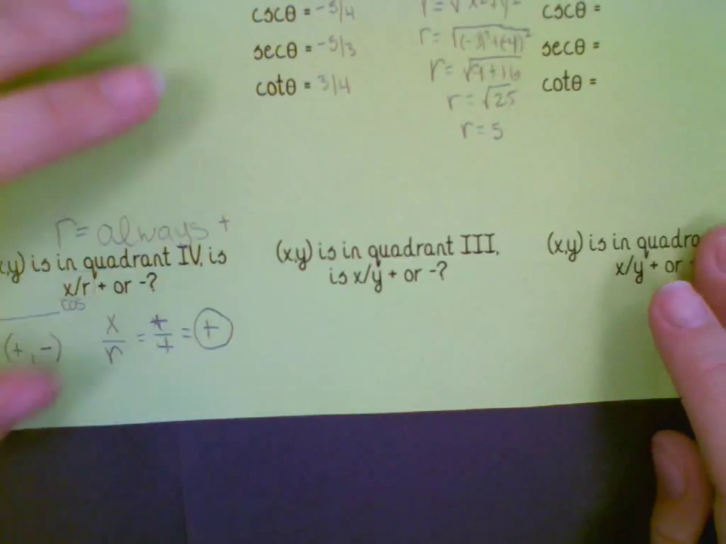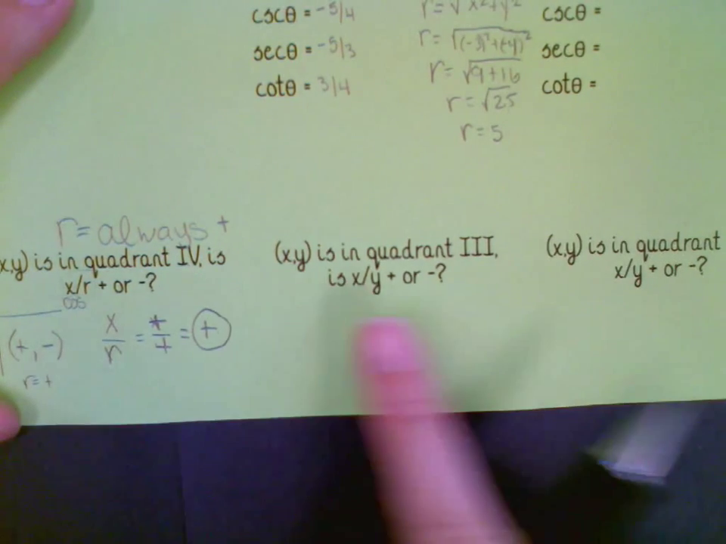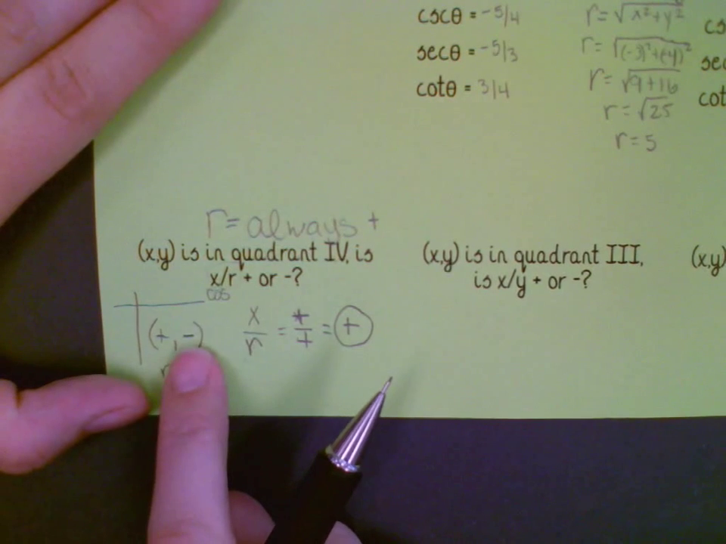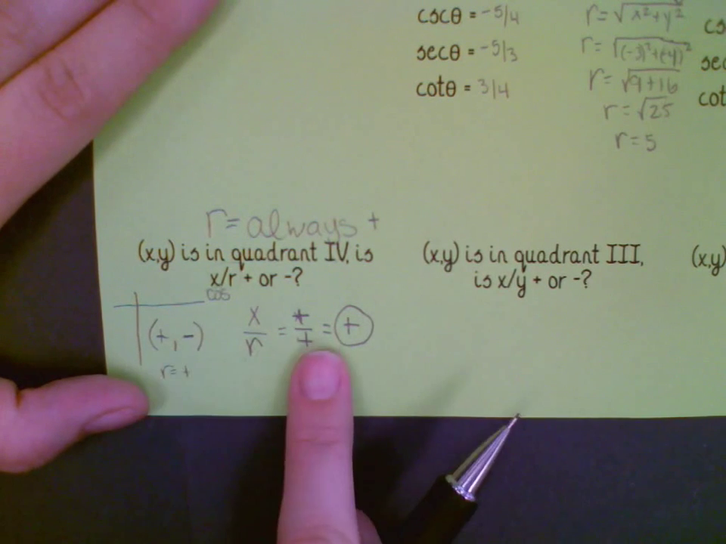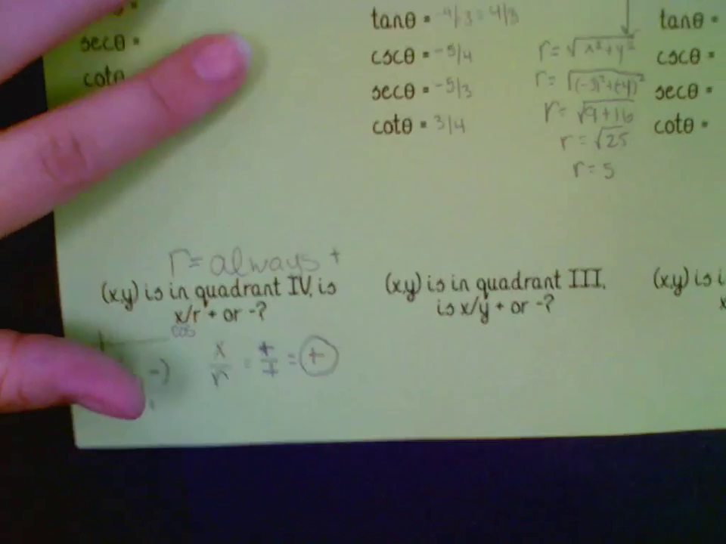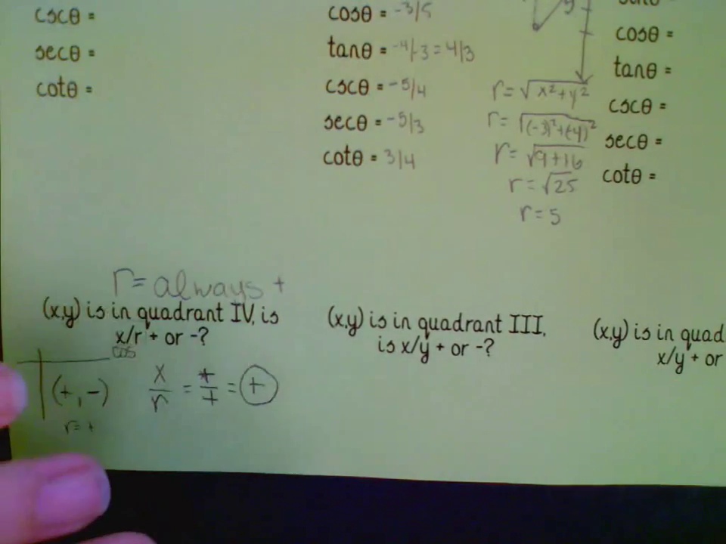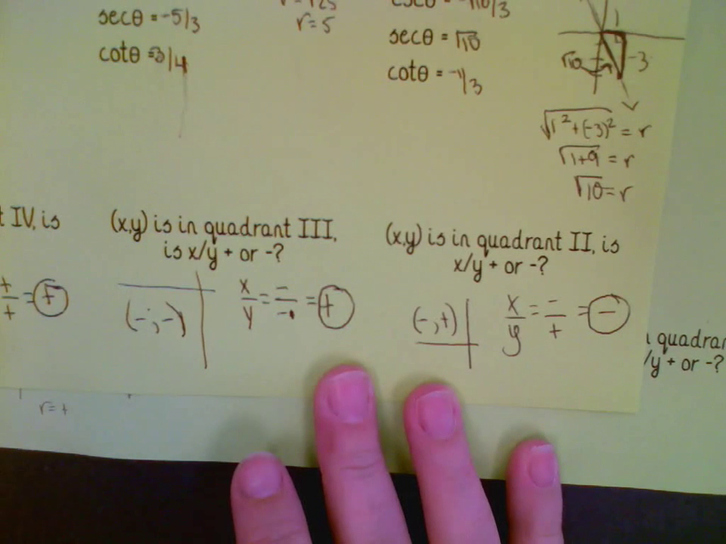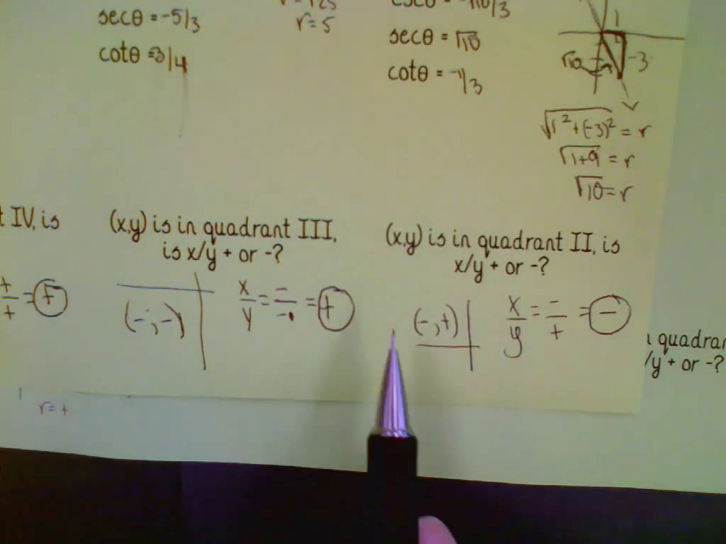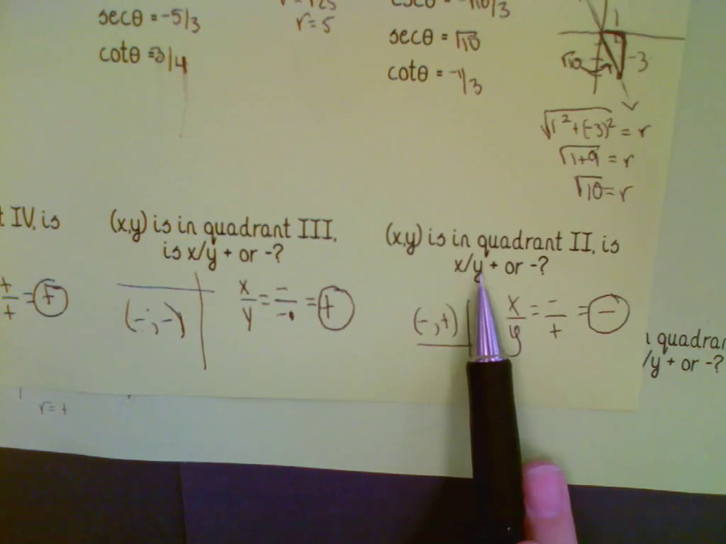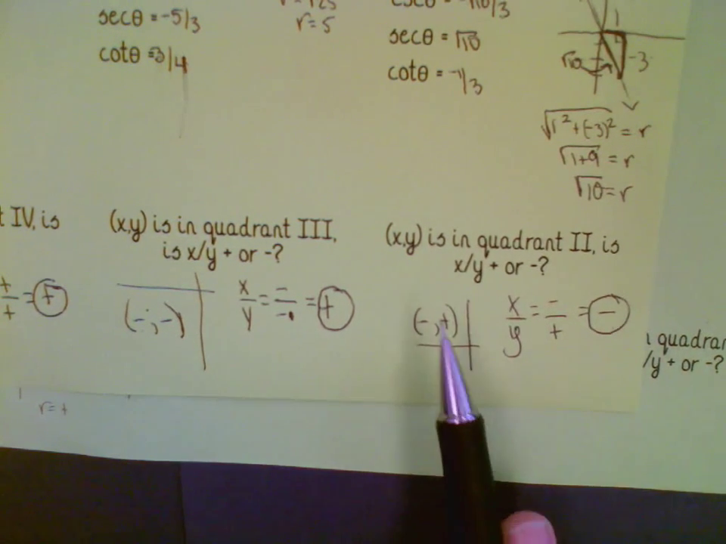Okay, so go ahead and try the next 2 examples. It might help you to draw a sketch and look at what quadrant you're in and the positive and negative signs, and then go from there. Just remember that r is always positive. So go ahead and pause, and when you come back, I will talk you through the answers. Okay, so quadrant 3, x over y is going to be positive because both of those were negative. In quadrant 2, x over y is going to be negative because x is negative.